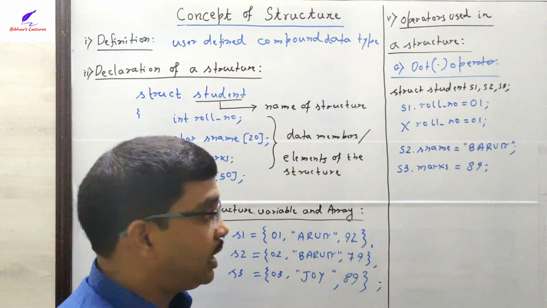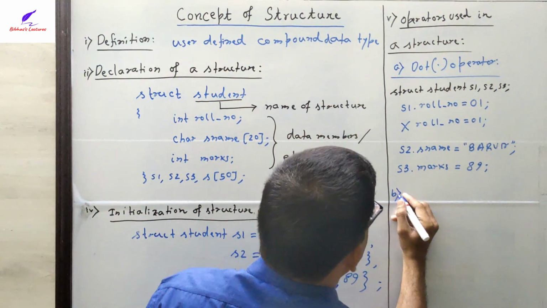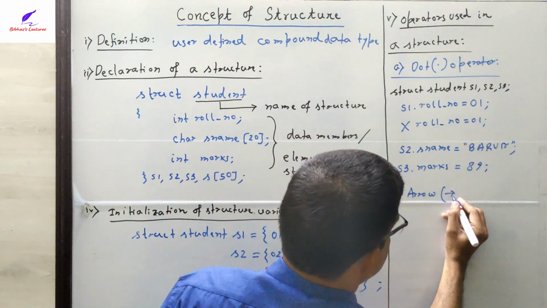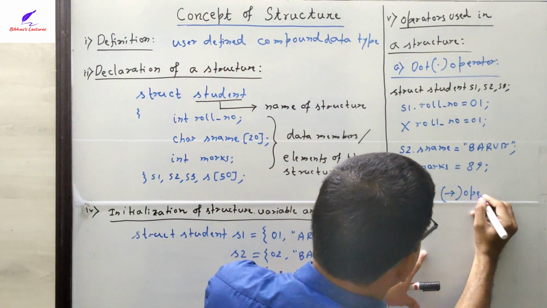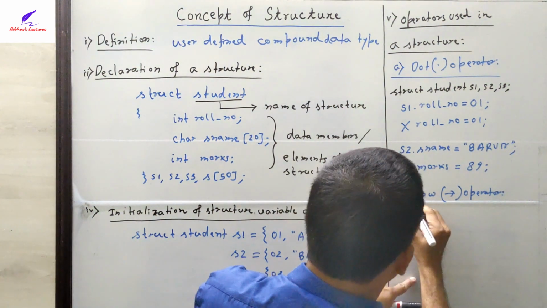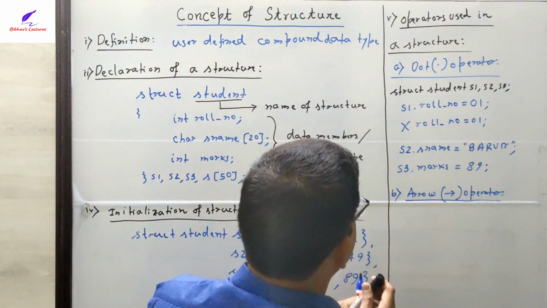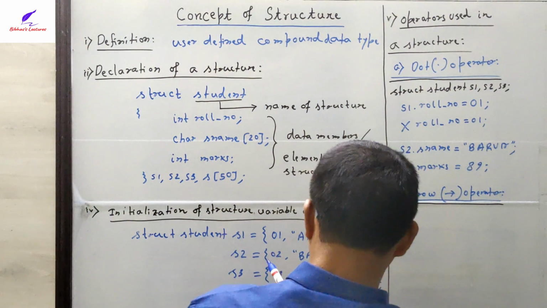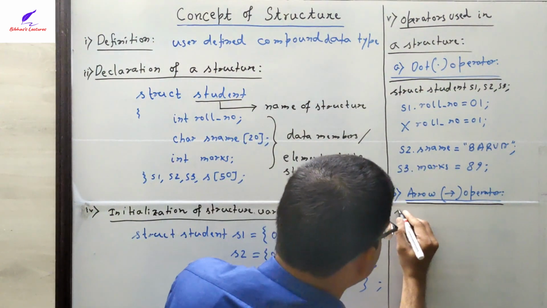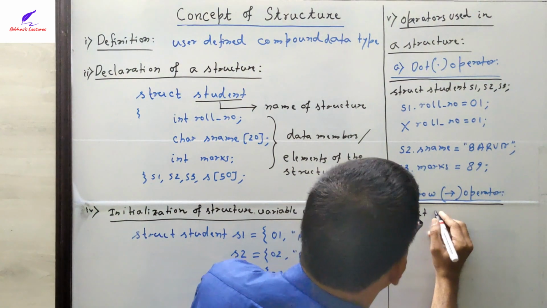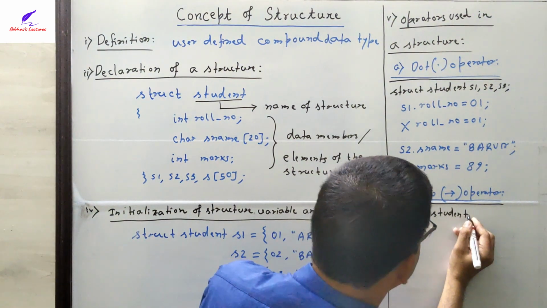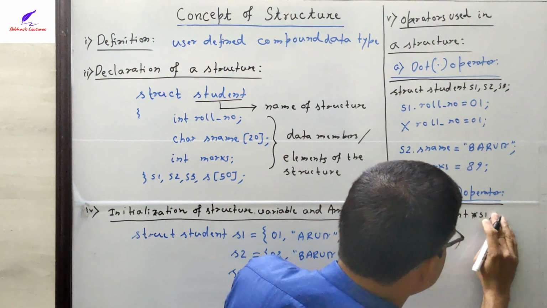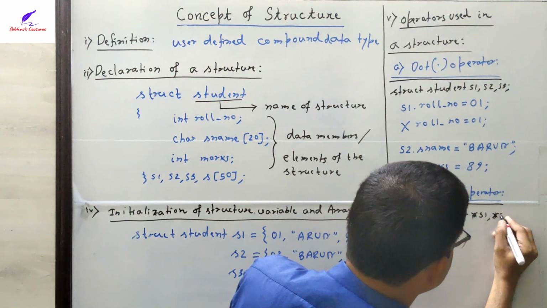And the next operator is the arrow operator. The first one is the dot operator that we have already gone through, and the next one is the arrow operator. Now when will this arrow operator be used? Suppose you are declaring the structure variable like this: struct student, asterisk S1, then for example asterisk S2.